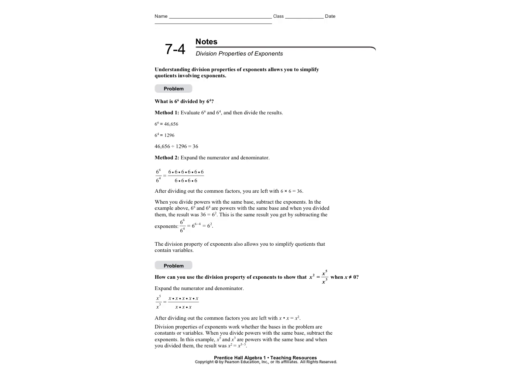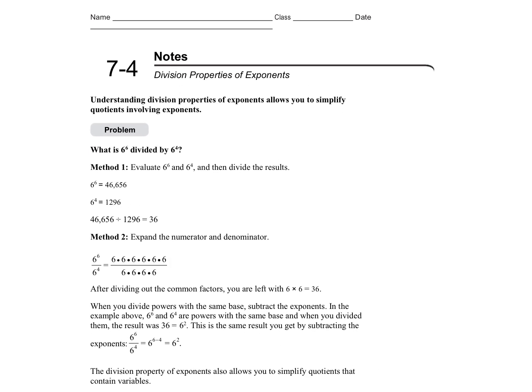Today we're going over 7.4 notes, division properties of exponents. Understanding division properties of exponents allows you to simplify quotients involving exponents. So what is 6 to the 6th power divided by 6 to the 4th? We already learned about this, it's just more of a review.